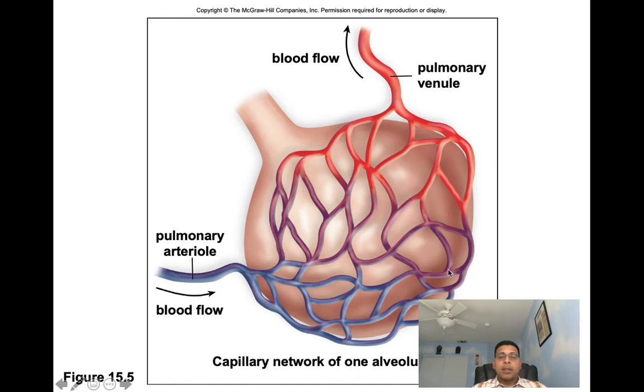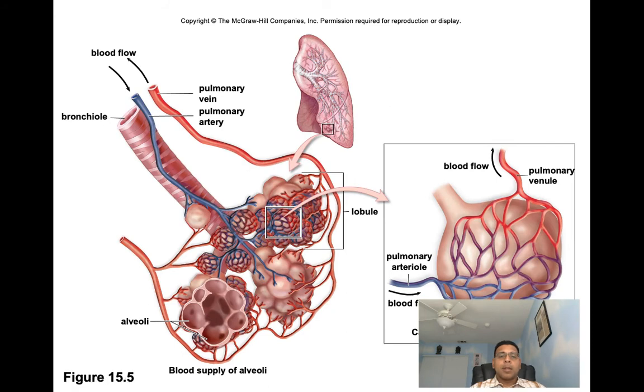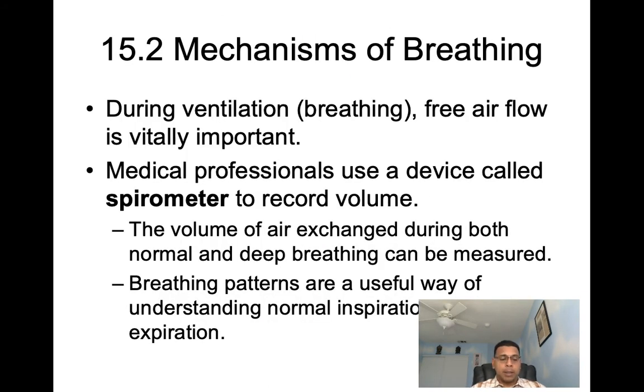So we can see the capillary network of one alveolus in greater detail. Let's talk next then the mechanisms of breathing. Now, during ventilation, during breathing, a free flow of air is important. Medical professionals use a device called a spirometer to record the volume of air exchanged during both normal and deep breathing. Examining the breathing patterns is going to be helpful in monitoring lung health and also disease progression.